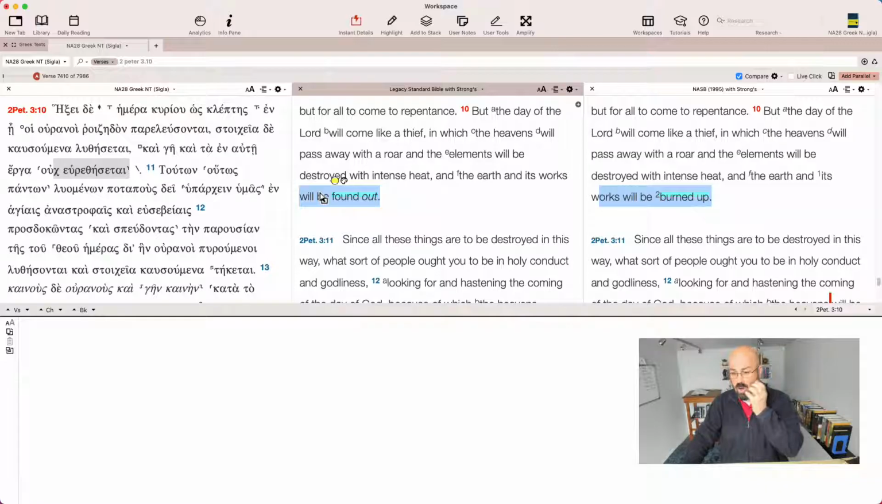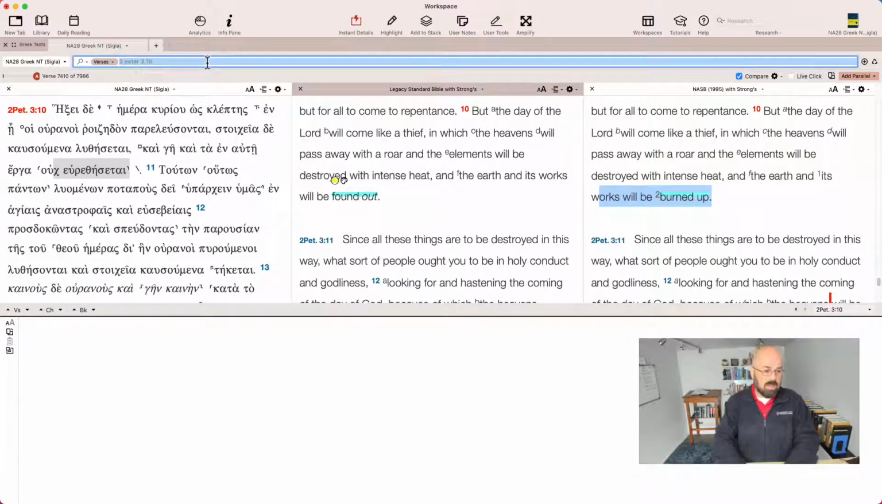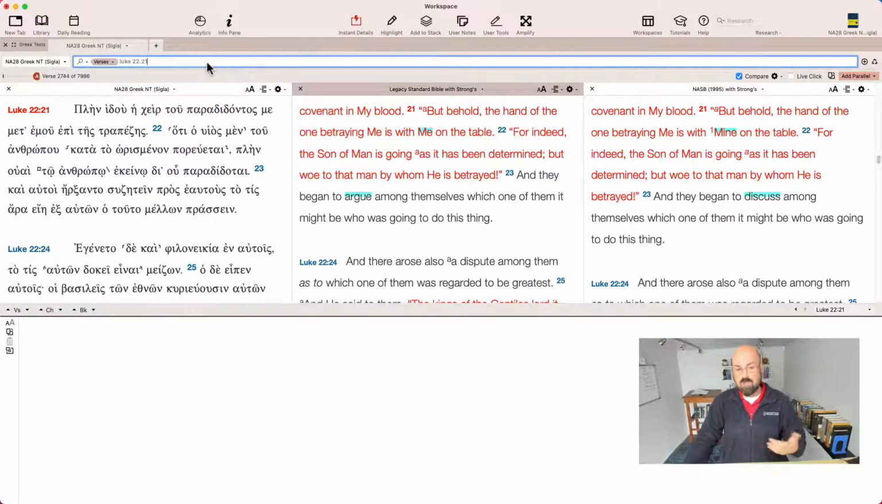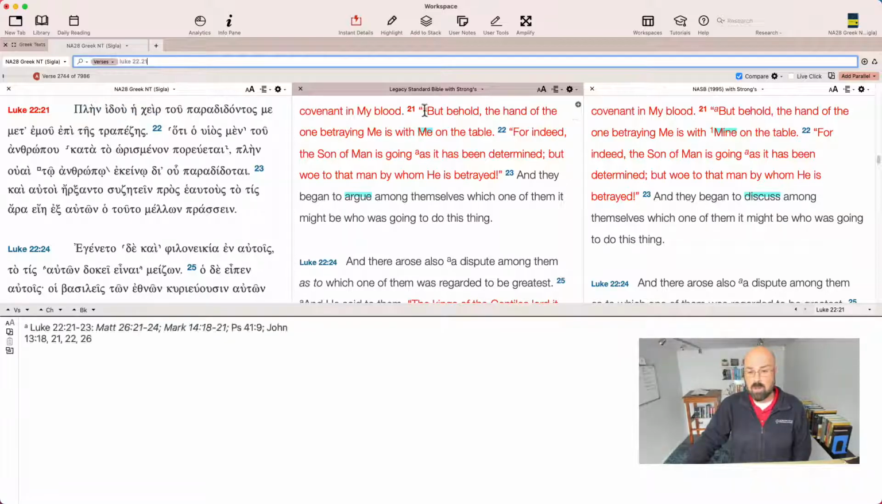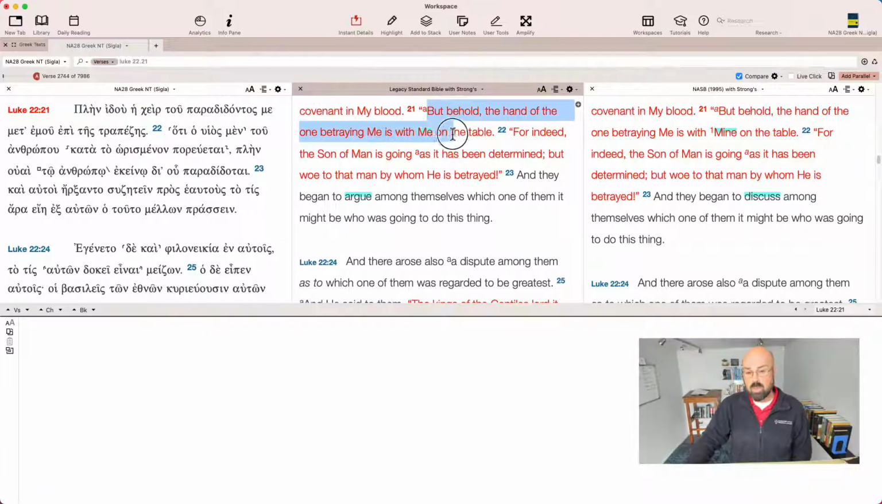So let me go back on to Luke 22, and this is where I just wanted to look at some of the changes generally that we see as we go through here. This one here in verse 21 is one I wanted to start with. It says here, "But behold, the hand of the one betraying me is with me on the table." Now, this is interesting because the hand of the one is with me.